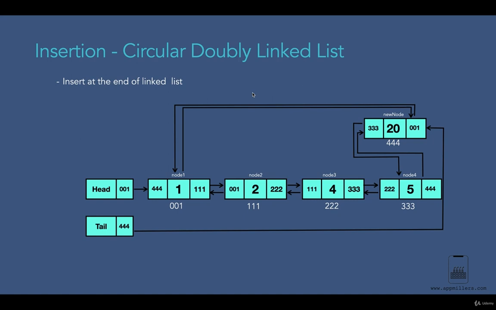Now with this, we have come to the end of this lecture. In this lecture, I have explained how insertion works in case of CircularDoublyLinkedList in 3 cases. Basically, we can insert a node at the beginning of CircularDoublyLinkedList, then we can insert a node at a given location in CircularDoublyLinkedList, and finally, we can insert a node at the end of CircularDoublyLinkedList. Now, based on these 3 cases, let's see how the algorithm of insertion works in case of CircularDoublyLinkedList.